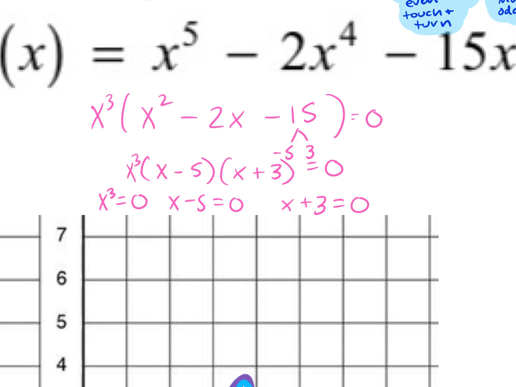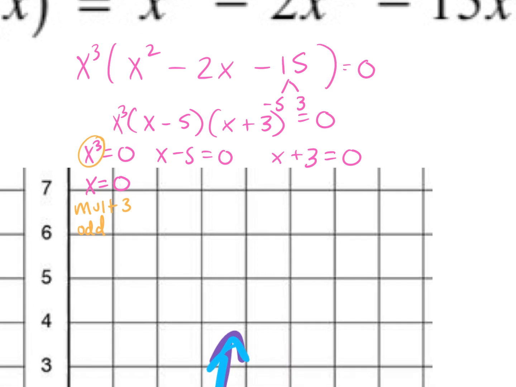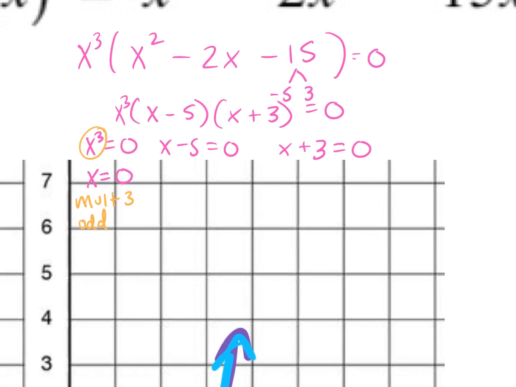So in the first one, if I were to solve this, it would just be x is equal to 0. But how many x is equal to 0s do I have? 3. I have 3. So my multiplicity is 3, because I have 3 of them. Is that even or odd multiplicity? Odd. 3 is an odd number. If I have odd multiplicity, do I go through the x-axis or do I touch and turn? Through. So at 0, I'm going to go through.